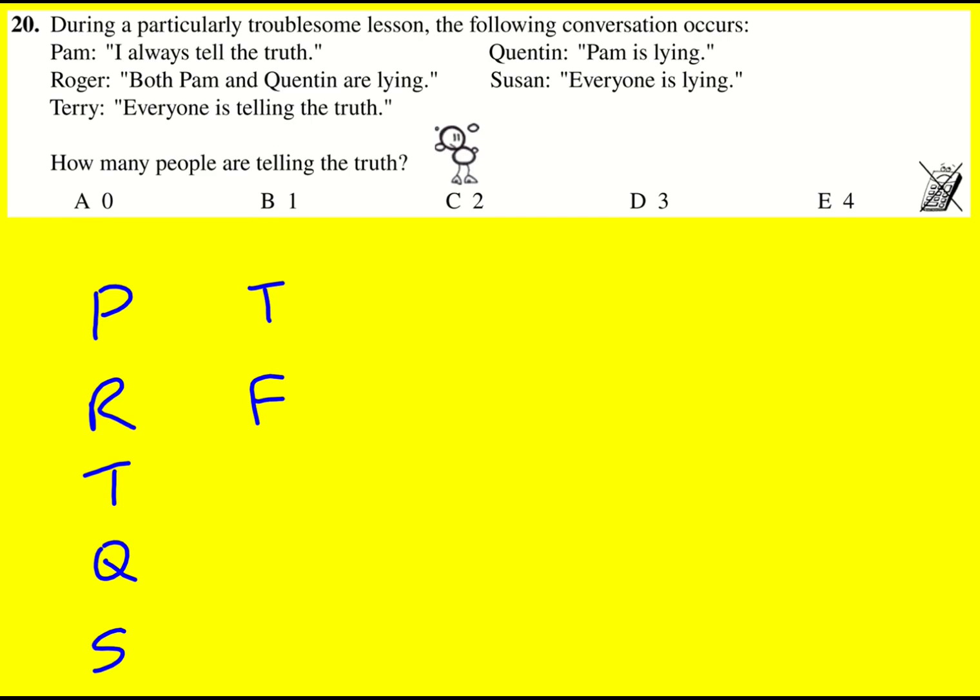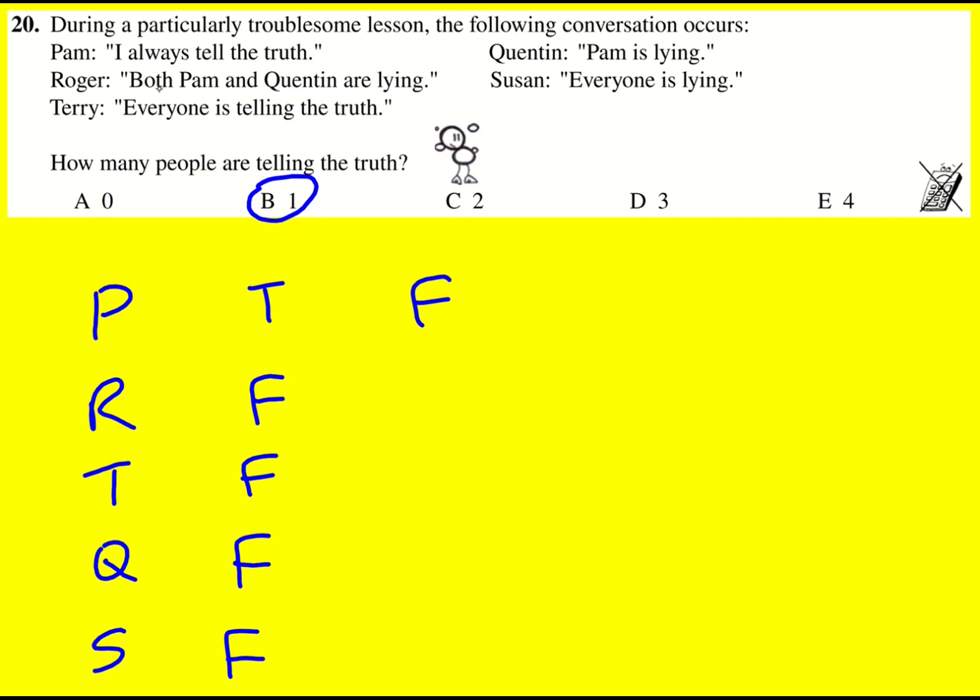Terry says everyone is telling the truth. Well, we know he must be lying because we know that Roger's not telling the truth. Quentin says that Pam is lying, so he must be not telling the truth actually. And then Susan says everyone is lying, which is not true because Pam is telling the truth. So in this case, we've got one person telling the truth, and my guess is that's going to be the answer. But we should look at the second case where Pam is not telling the truth.